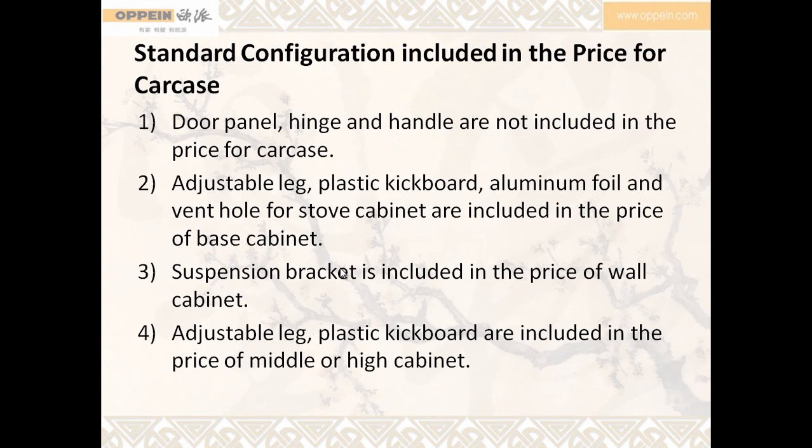What is standard configuration in the price for carcass? There are 4 rules you need to know. 1. Door panel, hinge, and handle are not included in the price for carcass. 2. An adjustable leg, plastic kickboard, aluminum foil and vent hole for stove cabinets are included in the price of base cabinet. 3. Suspension bracket is included in the price of wall cabinet. 4. An adjustable leg and plastic kickboard are included in the price of middle or high cabinet.